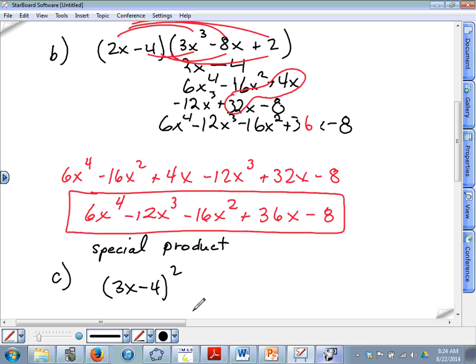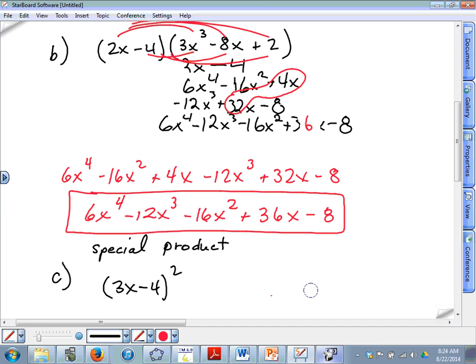So you're going to have a 3x minus 4 multiplied by 3x minus 4. Yeah, is that what you were saying? Yeah. That's one way you can do it. One way that you can do this is just to do two of these 3x minus 4 quantities, and then use the distributive property or the FOIL method. That's a fine way. There's a little shortcut.